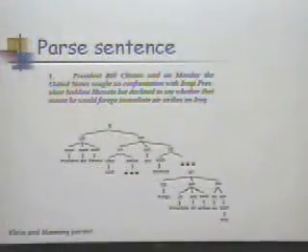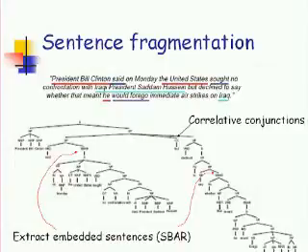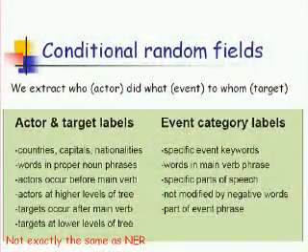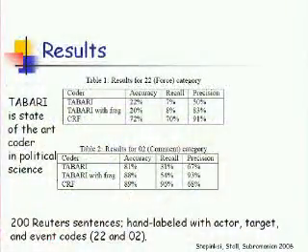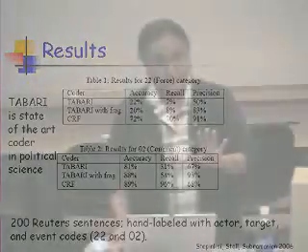So I'll skip through this. We look at the parsers. There are rules for pulling it all out. We use conditional random fields to extract out actors and targets and events. We have a long way to go. This is a project in progress. I'll show you where we are right now.